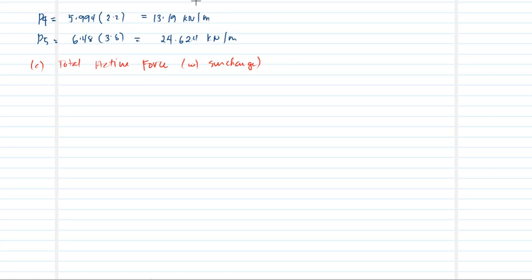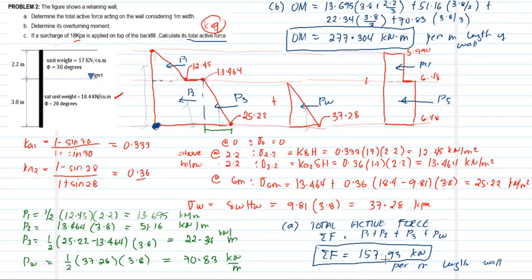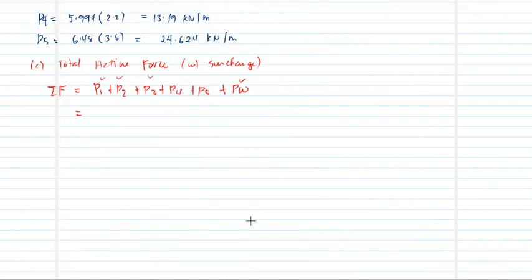So you just have to add the value of P4 and P5. So yung total active force natin, that is equal to P1 plus P2 plus P3 plus P4 plus P5 plus yung ating water. Okay? So nasolve natin actually ito, P1, P2, P3, and PW. That is equal to, yung value natin dyan is equal to this, 157.93.